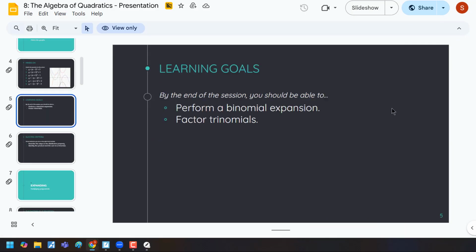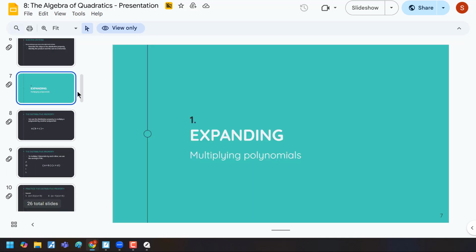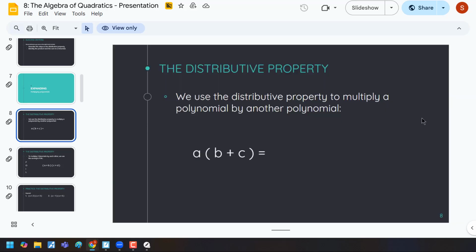All right, perform a binomial expansion, factor trinomials. Success criteria: you're going to be able to describe the steps in the distributive property and identify a product and sum in a trinomial. Expanding polynomials, what does that mean? We're going to be multiplying. We use the distributive property to multiply a polynomial by another polynomial.